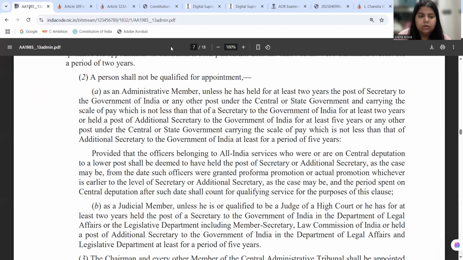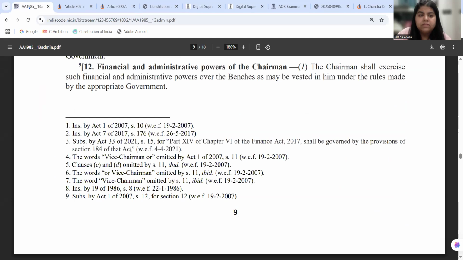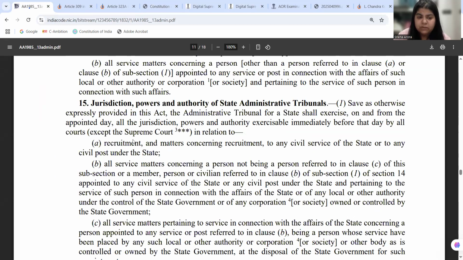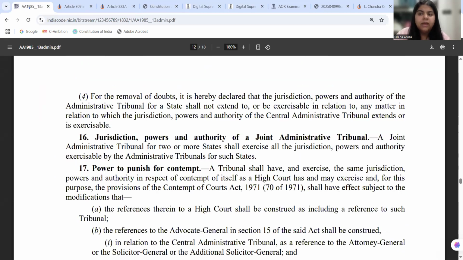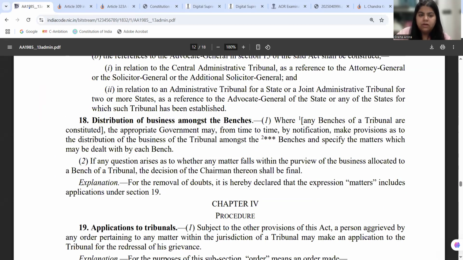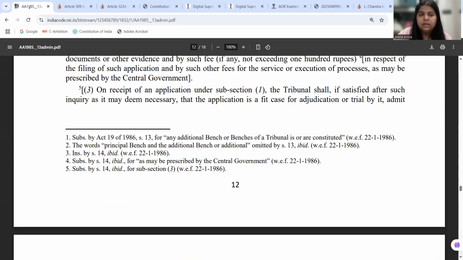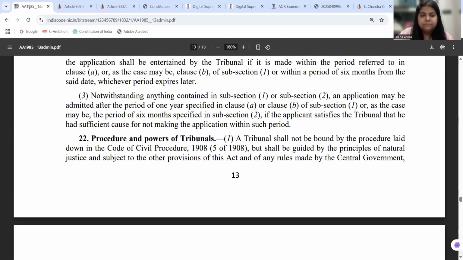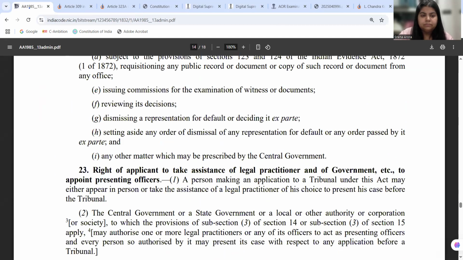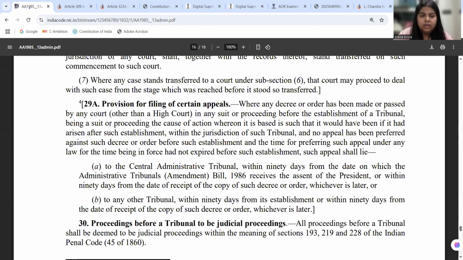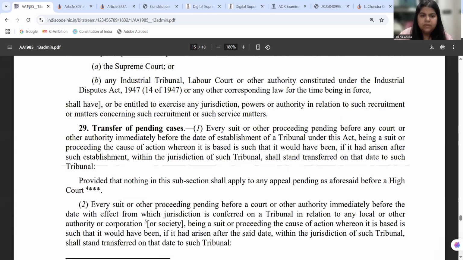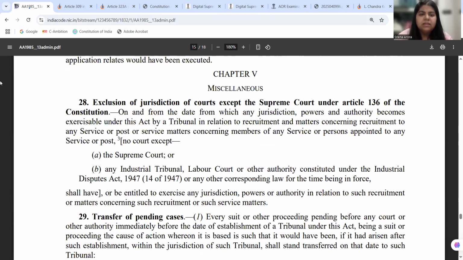I will just scroll down to Section 28. We will first go through Sampath Kumar and then we will go to L. Chandra Kumar to see how the court is reversing its findings. Now, Section 28 of the Administrative Tribunals Act is basically the barring jurisdiction clause.